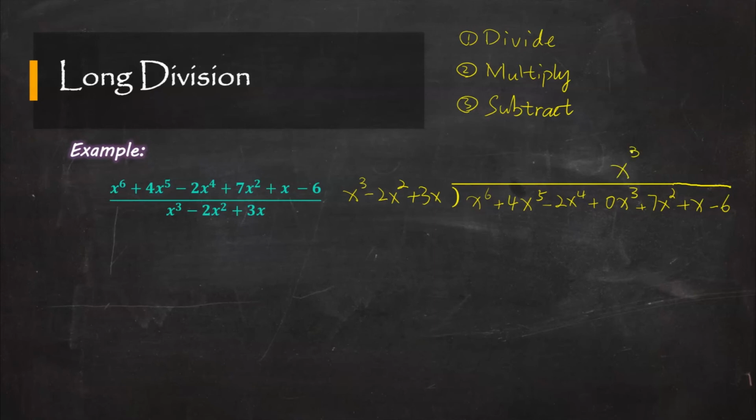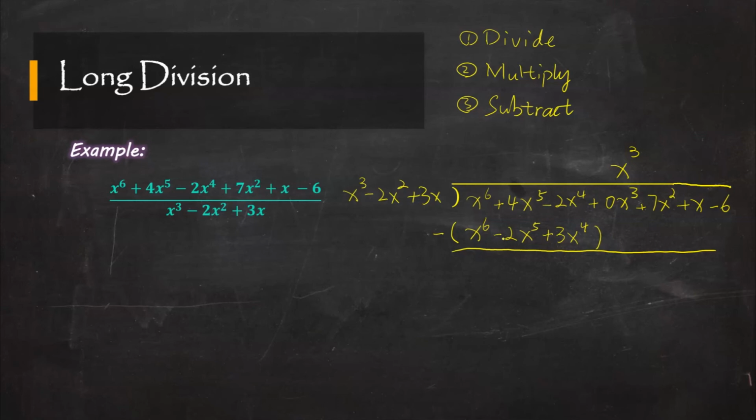And now we multiply that. This is going to be the same as x to the 6. And here is minus 2x to the 5th plus 3x to the 4th. And that's it. And now we subtract everything here from the original dividend.